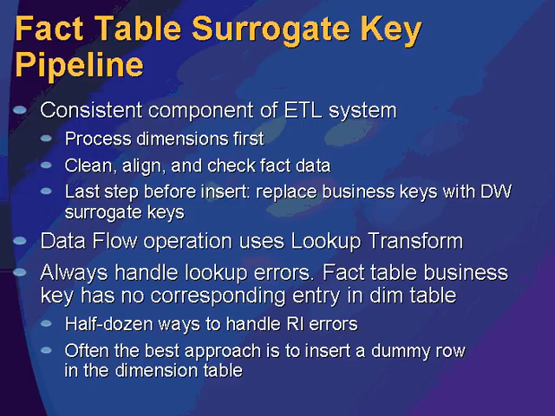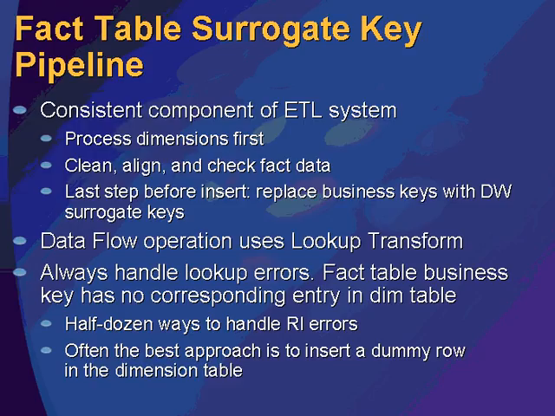The last thing that I want to talk to you about is the surrogate key pipeline. The surrogate key pipeline is a consistent component of your ETL system. As I said, a lot of the transformation, really most of the transformations that you do, it's hard for me to give you good hints on what your best practices are because it is unique to your environment. But one thing that is consistent across all applications, at least all applications that populate a dimensional, Kimball method data warehouse, is the fact table surrogate key pipeline.